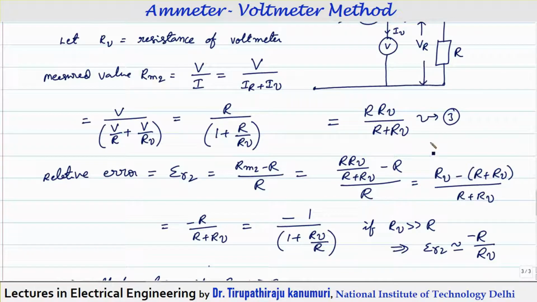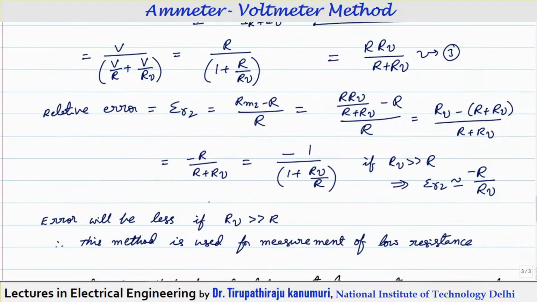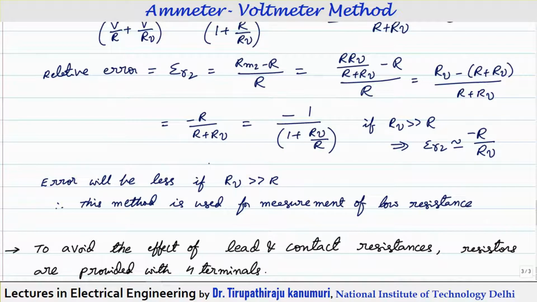That means using the second method, the measured value will be less than the actual value, and this error is decided by the ratio of resistance to be measured divided by resistance of the voltmeter. So if the ratio of R by RV is very small, in that case the error will be minimum. Otherwise we can tell that the error will be minimum when the resistance of the voltmeter is far greater than the resistance to be measured. So that's why this is the best method suited for the measurement of low resistance. When compared to the first connection, this connection is the one used in practice.